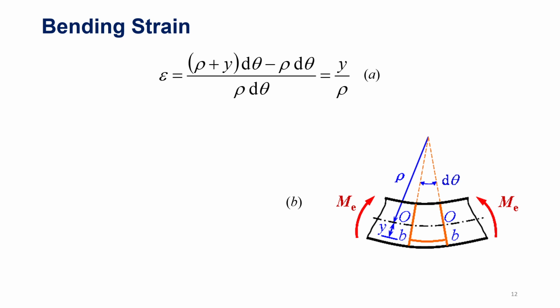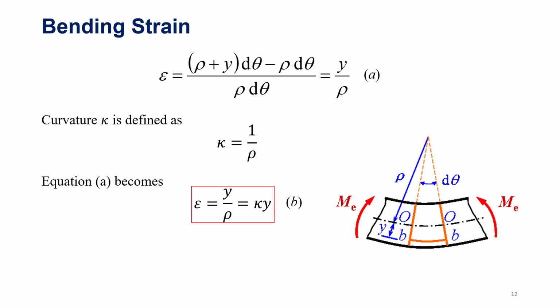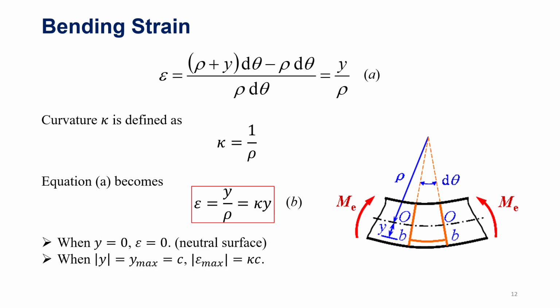Let's put this equation A here and look into it. The strain equals y over rho. And for this rho, let's define the curvature kappa, which equals 1 over rho. This curvature can characterize how far the beam is bent. So equation A becomes epsilon equals kappa times y. This is a very important equation. Note that when y equals 0, it means we are at the neutral surface. According to equation B or A, epsilon is 0. That means the strain is 0. So this means at the neutral surface, the strain is always 0.